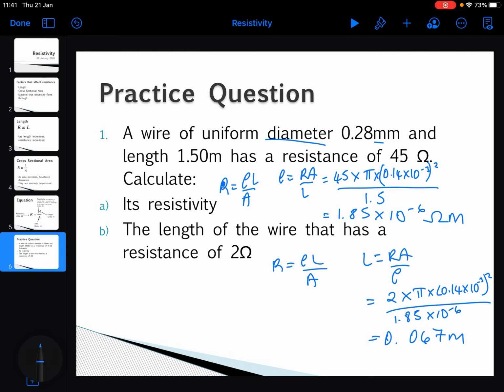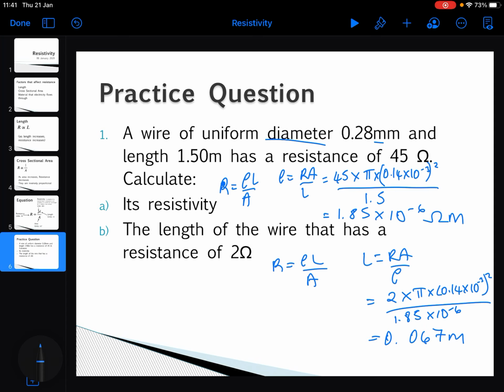So, practice question. A wire of uniform diameter 0.28 millimeters and length 1.5 meters has a resistance of 45 ohms. Calculate its resistivity, which is what I did in that top bit up here. So I did the equation R equals rho L over A, but I want to work out resistivity. So I've rearranged it. So rho is RA over L.